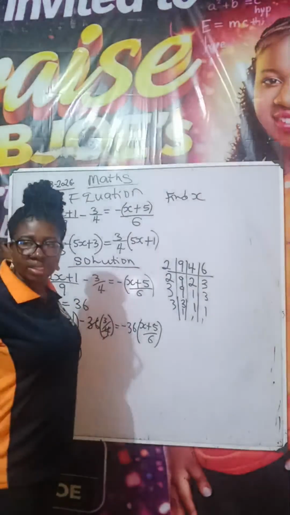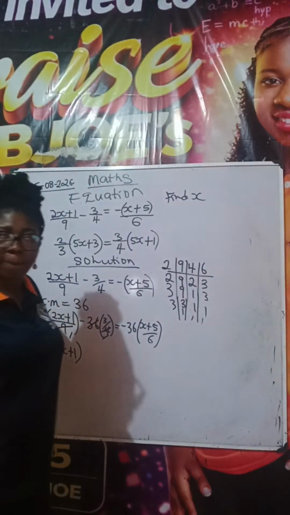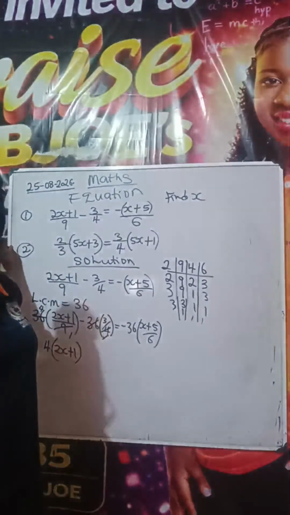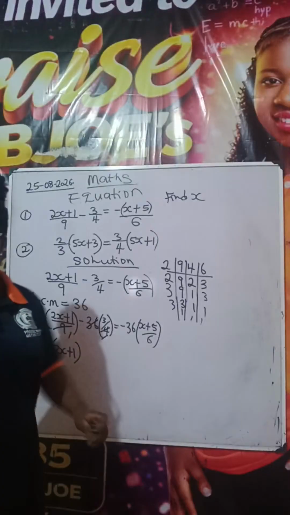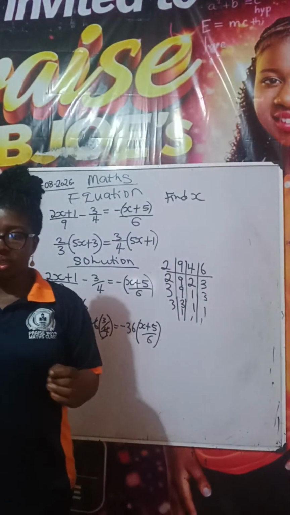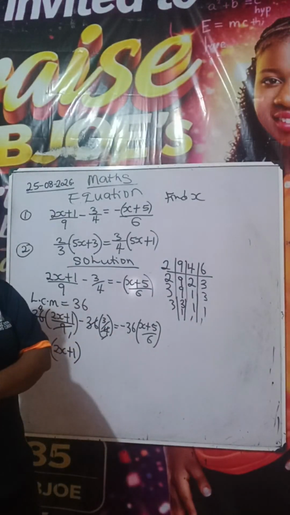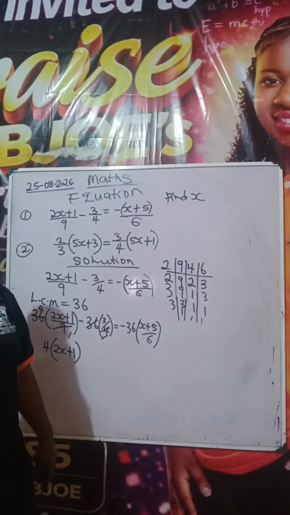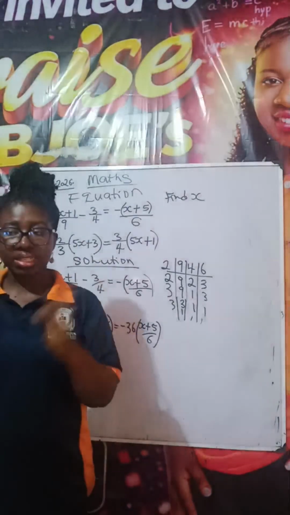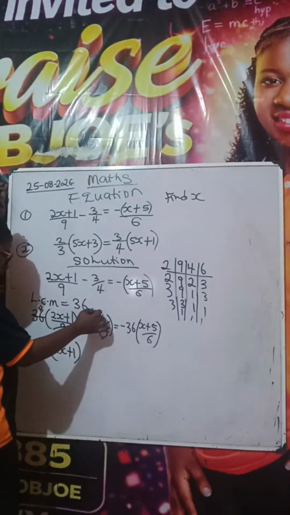How many 4 in 36? What do we have? Are we all sleeping or are we tired? If we are tired, let's just complete this one so that we can go for a little break. So how many 4 in 36? It will give us 9 times, because 4 times 9 will give you 36. So we have it 9 times here.